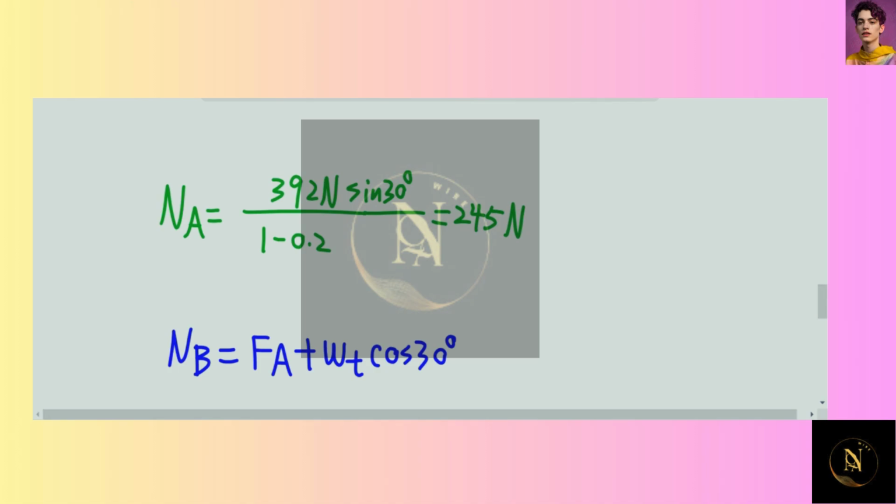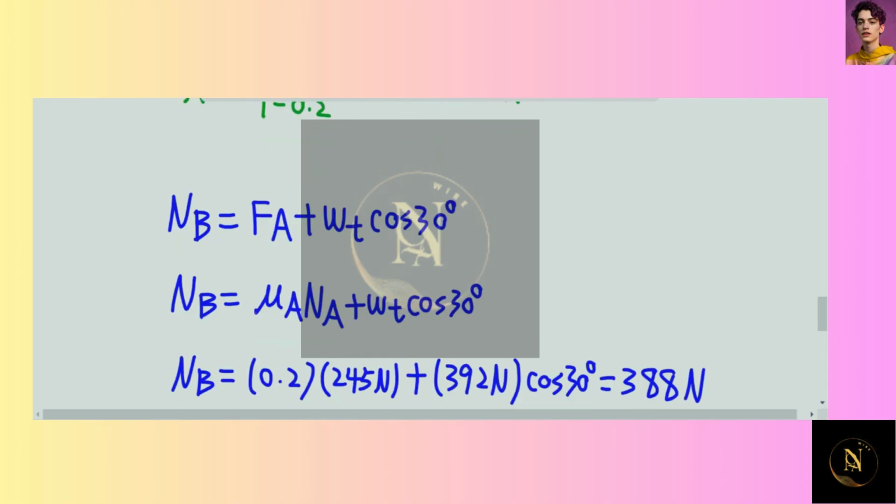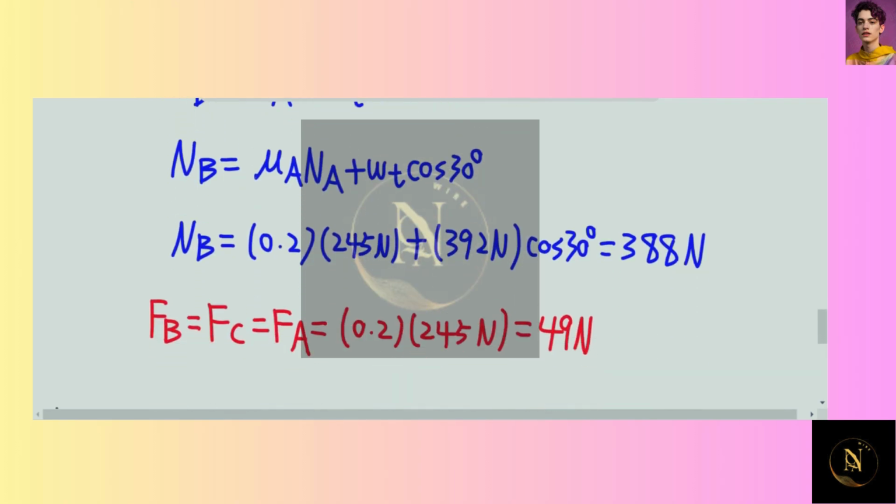Now let's determine the normal force at point B, which is Nb here. This is equal to mu A Na plus Wt cosine 30 degree. If we plug in the values, eventually we have Nb equal to 388 Newton. Remember, Fb, Fc, and Fa are all equal to each other, which is equal to 0.2 times 245 Newton, which is equal to 49 Newton. Since Fb and Fc are equal to Fa, we can just use mu A times Na. Mu A here is 0.2, and Na here is 245 Newton.